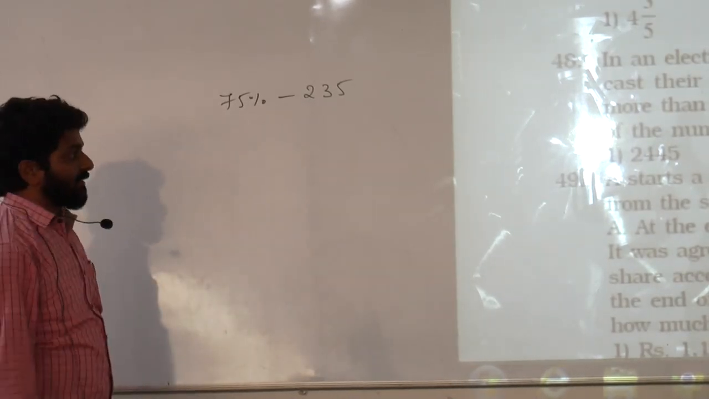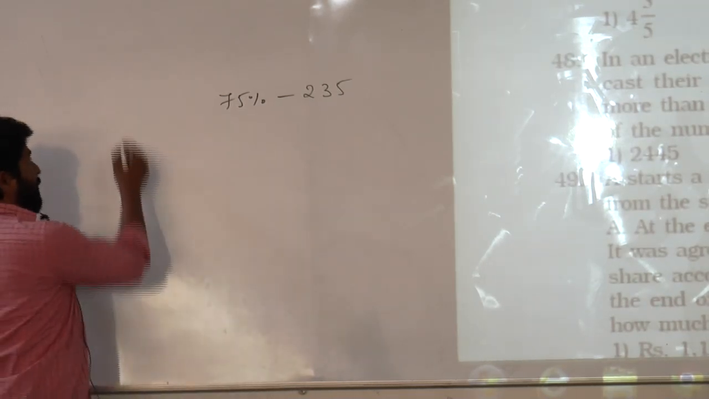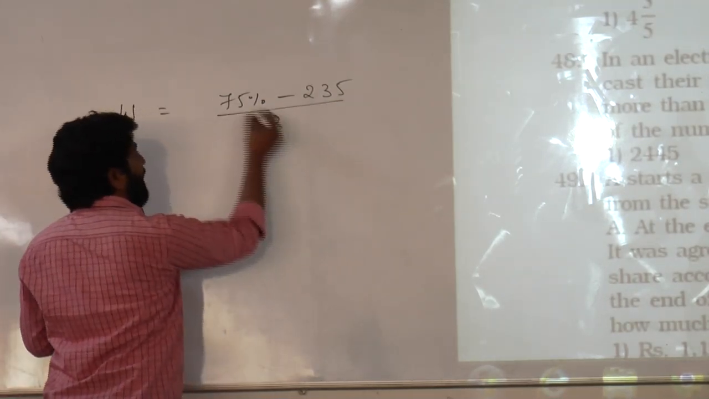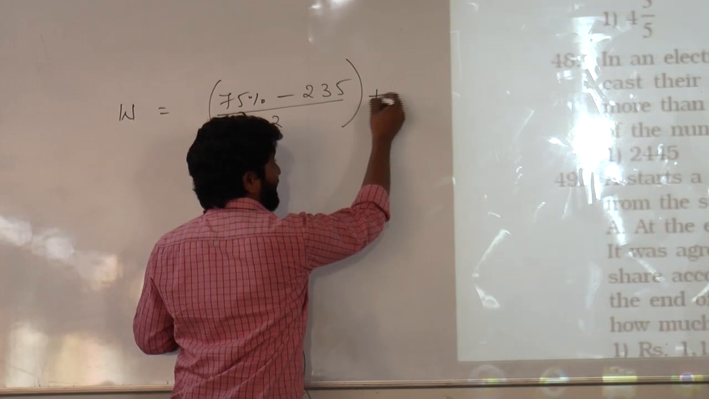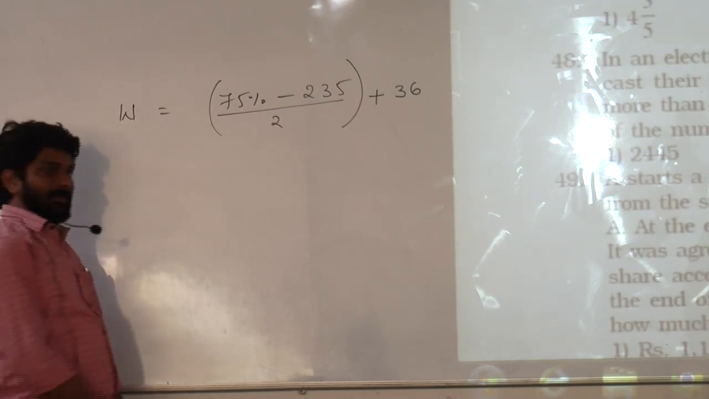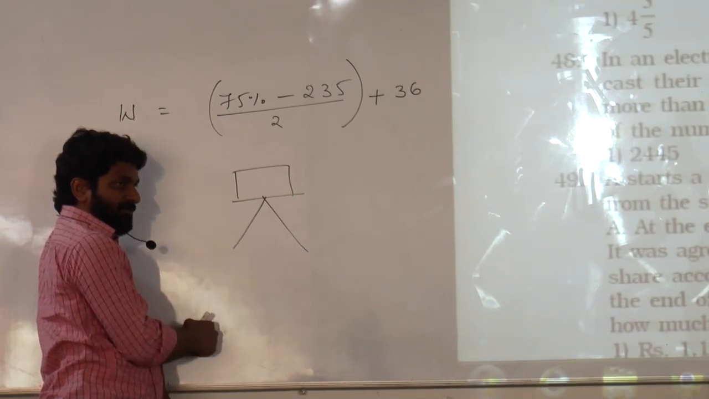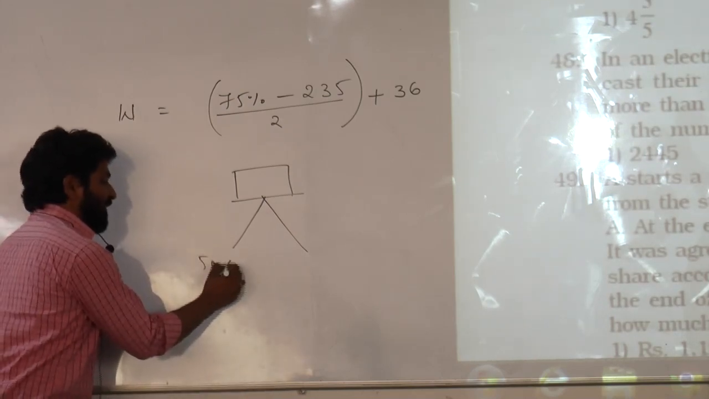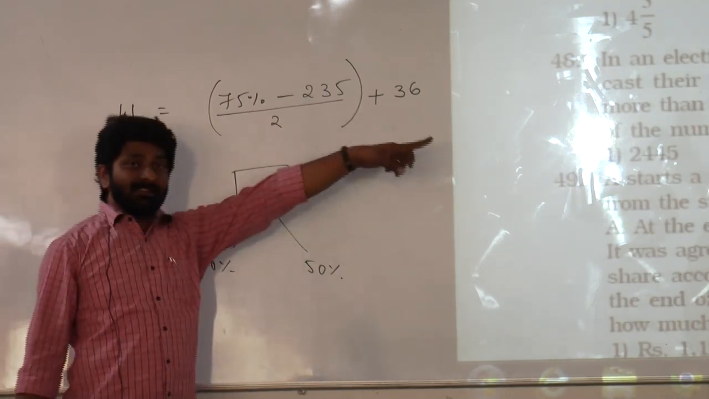There are two contestants. The winner got 72 votes more than his opponent. So winner will get half of this plus 36. See, you have some number. They are going to share, let's say 50-50. What will be the difference here? If they are getting 50% and 50% here, what is the difference? 0. But what is the difference here?